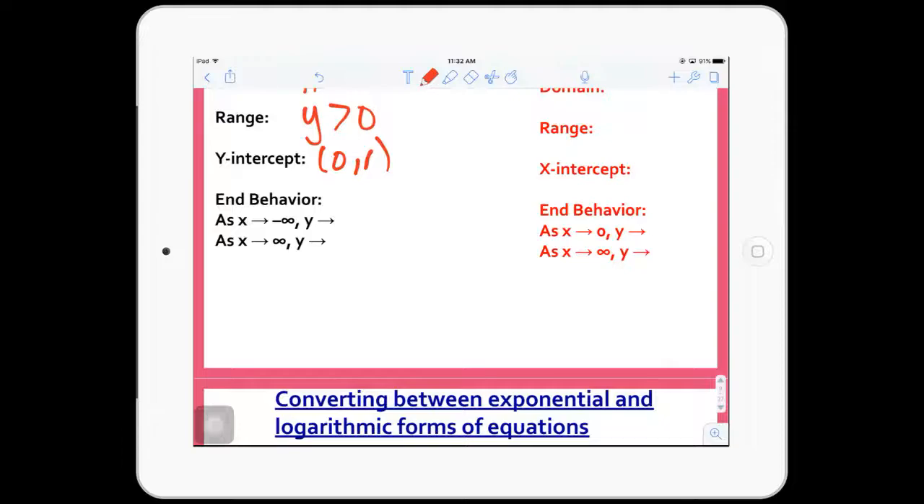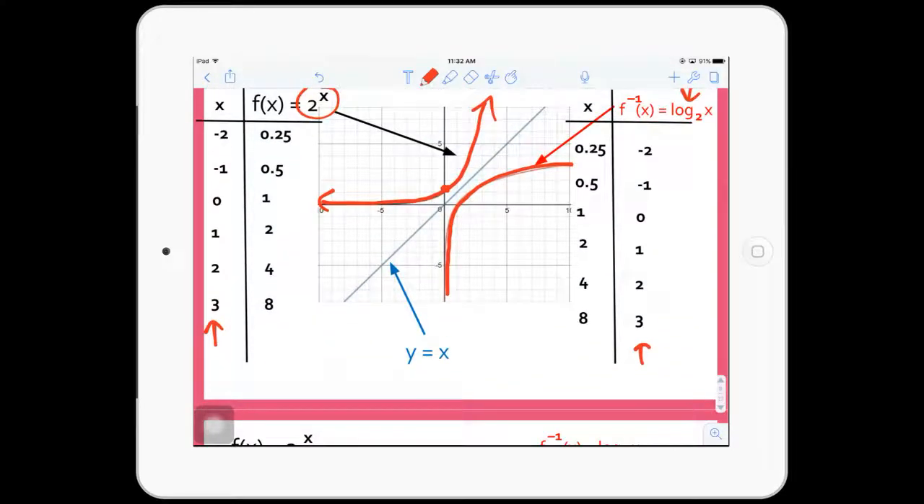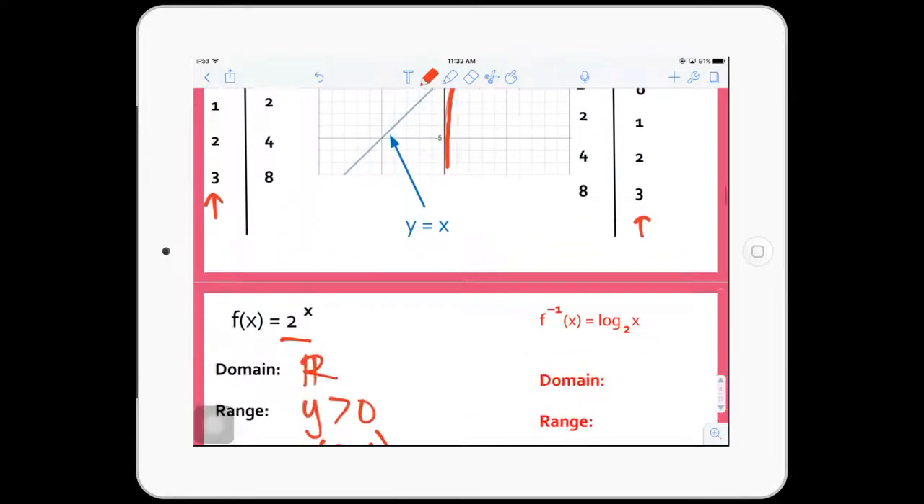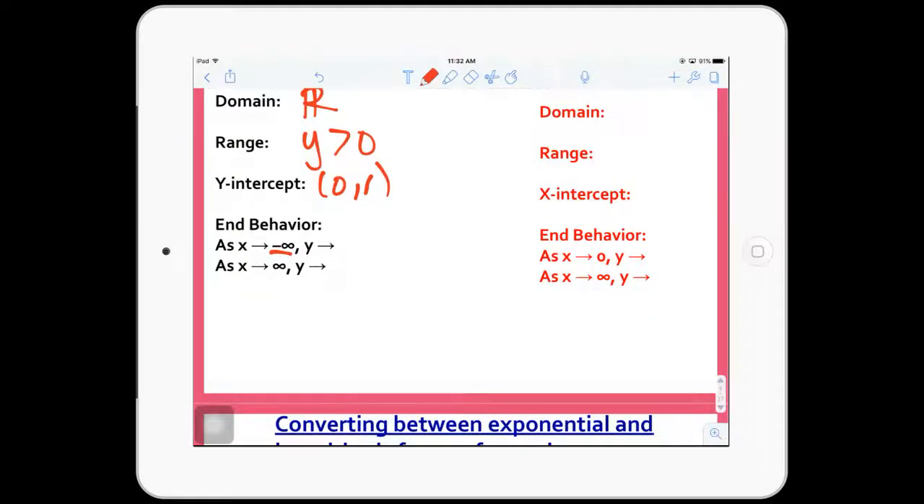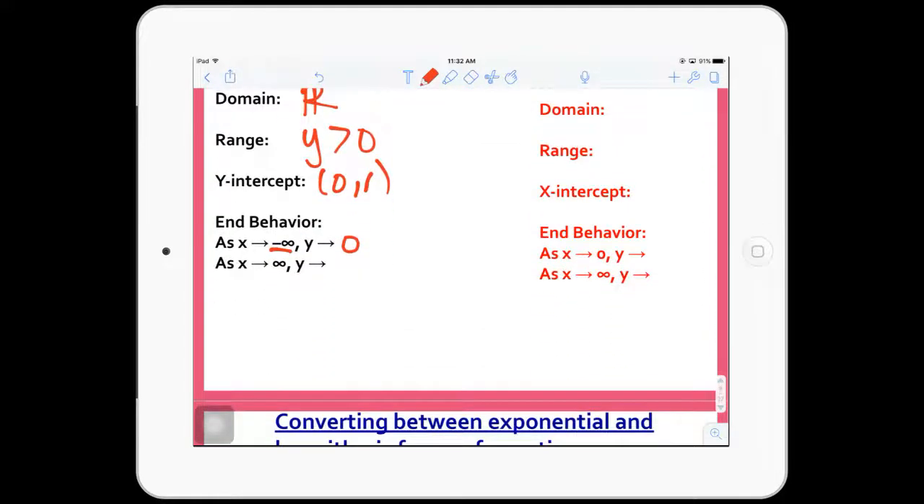And end behavior, as you approach the left side of the graph, you will notice that the graph is slowly approaching 0, but it does not cross the line. As you go to the right-hand side, the graph goes up to infinity, all the way up. So on the right side, it approaches infinity.